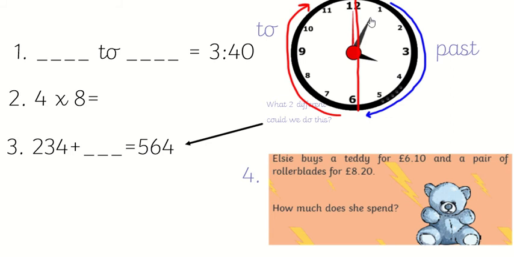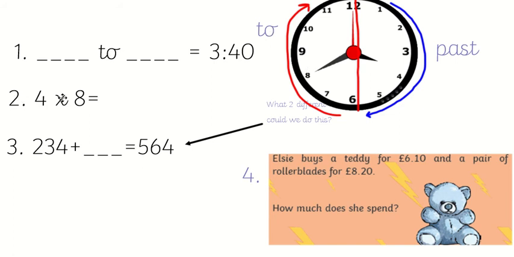So if I move here, that would be 5 past 3, 10 past 3, quarter past, 20 past, 25 past, half past, 25 to, and 20 to, which would also be 40 minutes, because if we counted round in 5s, 5, 10, 15, 20, 25, 30, 35, 40, we now have 340. So now you need to think about what hour it is going to.